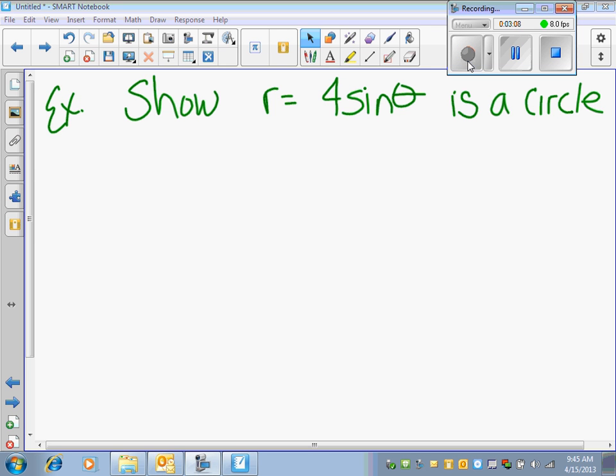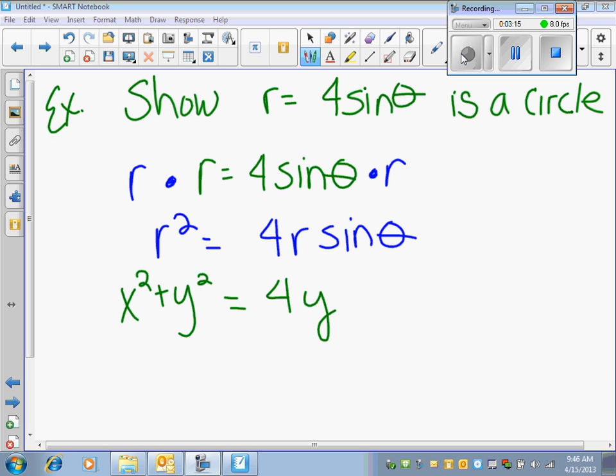Okay, we're going to show that r equals 4 sine of theta is a circle. Let's see what we can do here. Okay, and so we multiply both sides by r. We have r squared is equal to 4r sine of theta. We did a substitution right here with r squared because it is definitely equal to x squared plus y squared. We did a substitution here with r sine theta, made it y. Now what we're going to do is pull this over to one side, see if we can complete the square, and find out what this circle is doing.